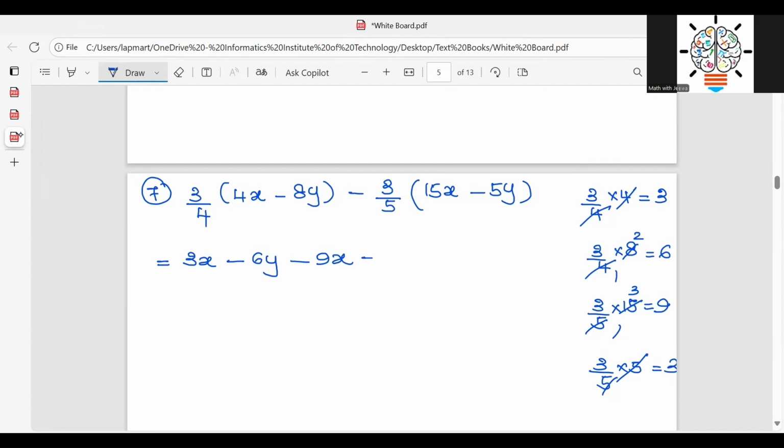And negative, negative, positive. 3 over 5 times 5, so that becomes positive 3y. So then I take the like terms, negative 3x, negative 9x, negative 6y plus 3y. 3x, negative 9x, the answer is negative 6x and negative 3y. Right? Negative 6y and positive 3y. You want to subtract the values. So that becomes 3y, but it should be negative 3y, right?